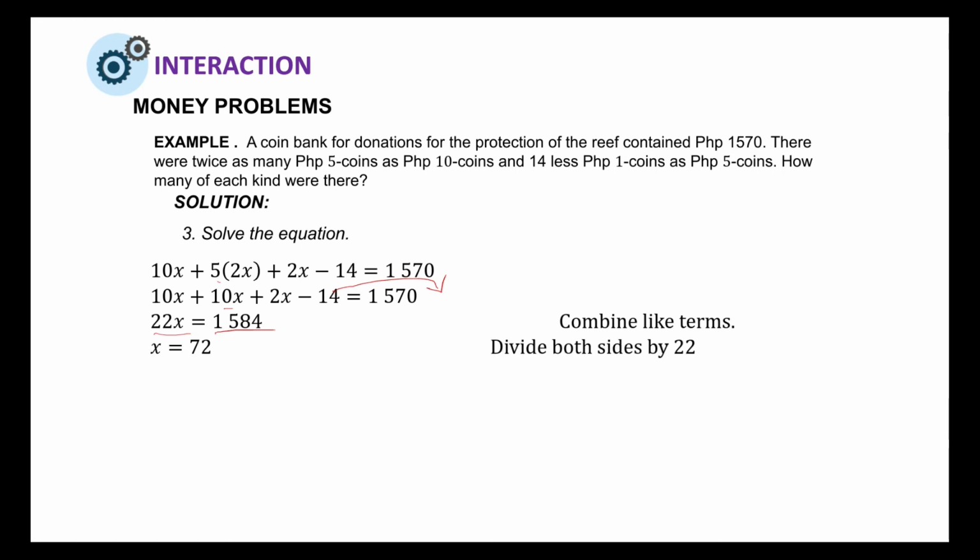Divide both sides by 22. So 1,584 divided by 22 is equal to 72.